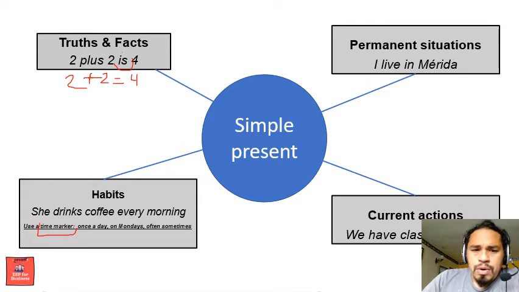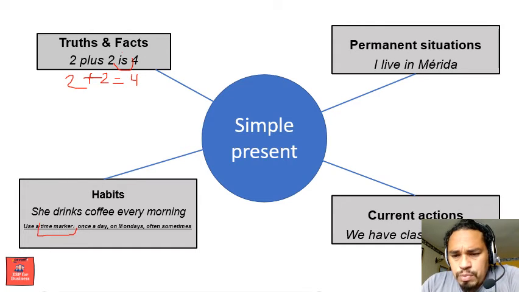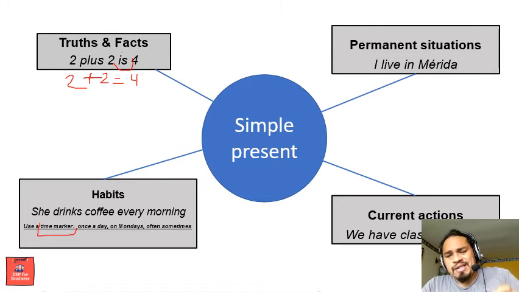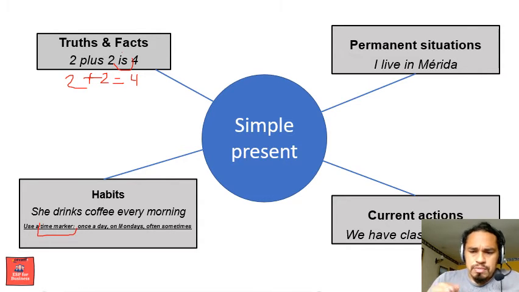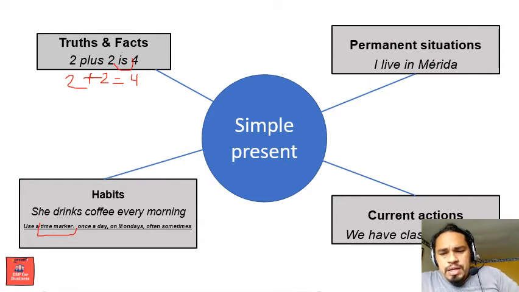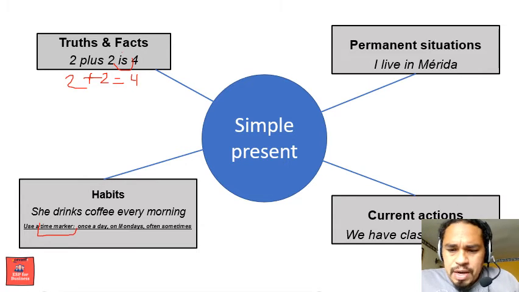And we also use the simple present to talk about current actions. Actions that are happening at that time of speaking. For example, we have a class. That is something that is happening right now.